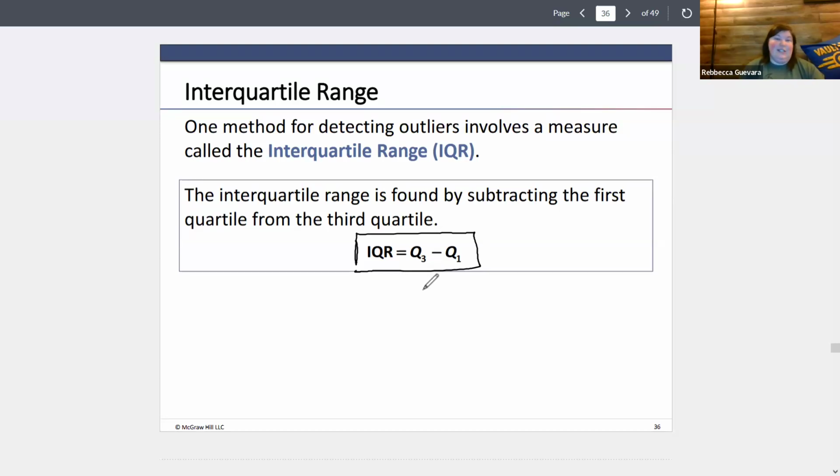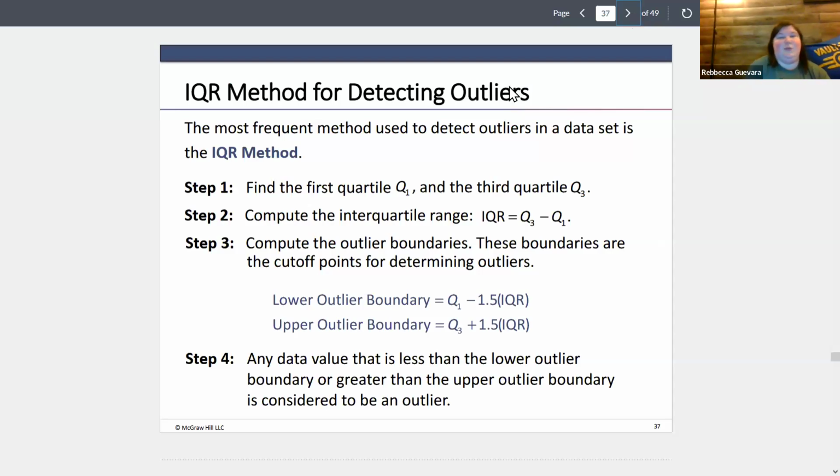It's kind of like the range when you did standard deviations. So this is like a measure of spread. Once again, it's just a measure of spread that's representing about 50% of your data, in the center of it. But how we use it is going to tell us where there are going to be outliers. The most frequent method used for detecting outliers in a data set is the interquartile range method.